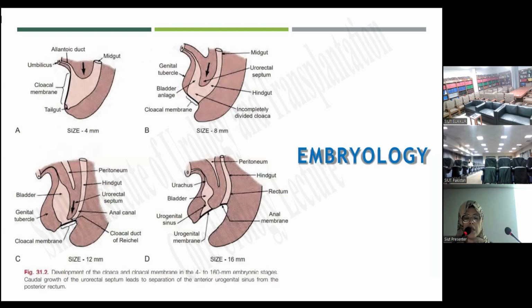The diagram is showing the normal embryology of the cloaca and the cloacal membrane, which shows that the caudal descent of the urorectal septum divides the cloacal cavity into the urogenital sinus anteriorly and the rectum posteriorly. A breach in the normal embryological development will result in the development of the EEC, which occurs due to the failure of the ingrowth of the mesenchymal tissue in the cloacal membrane. Along with that, there is premature rupture of the cloacal membrane.